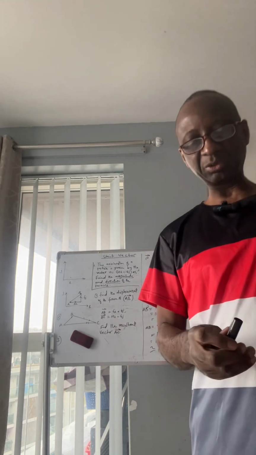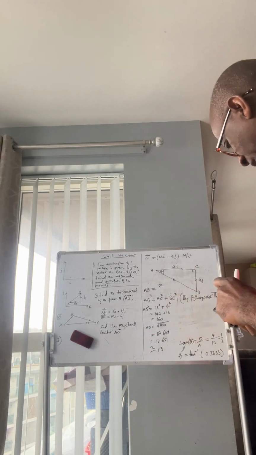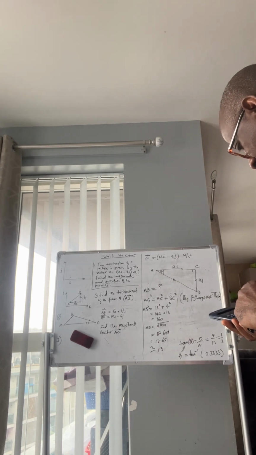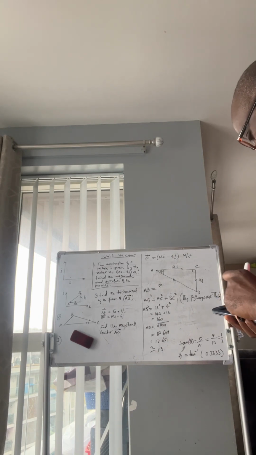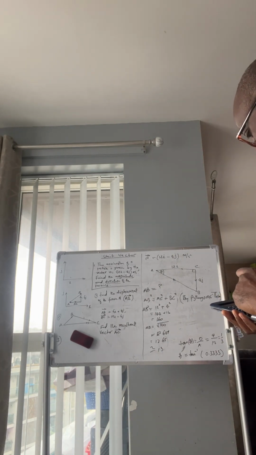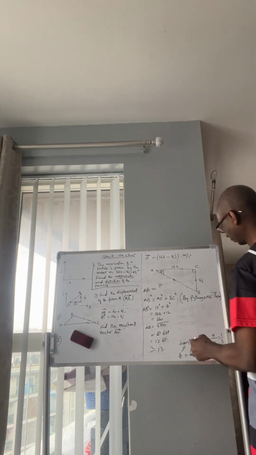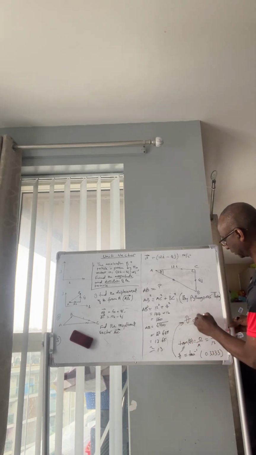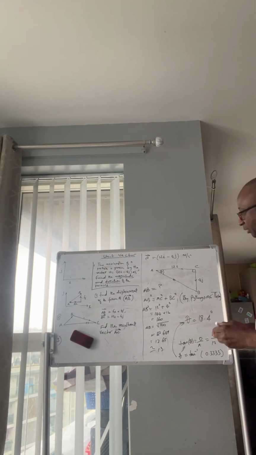Let's use the calculator again to find that angle. Arctan, yes, tan 0.333. It's 18.4 degrees. Just put it here. Theta is 18.4 degrees. So that's the answer.